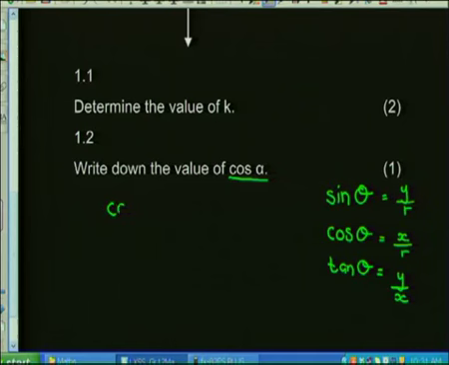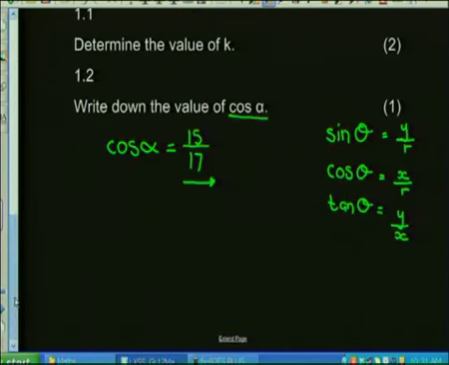So we can write this answer as cos alpha equals. Now our x value we have found to be 15 units and our radius is 17 units, which was given. And the 15 over 17 is our final answer. And I really want to emphasize this.